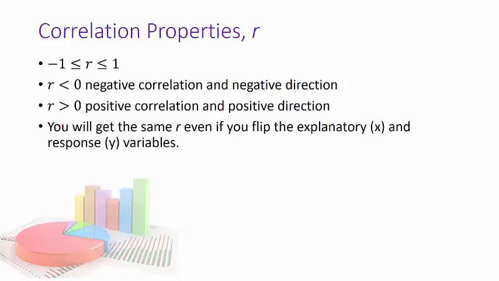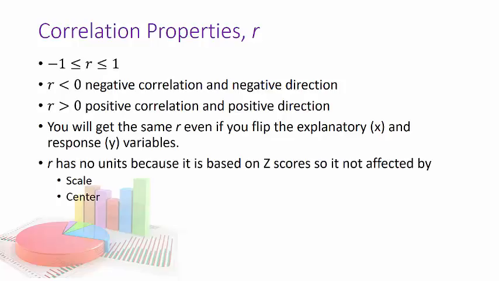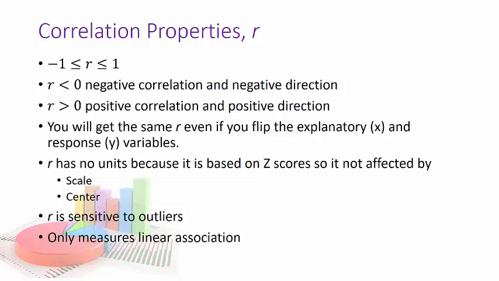The cool thing is you'll get the same R value even if you flip the explanatory, which is the X, and the response, which is the Y variables. And since we measure correlation in Z-scores, remember, it's not going to be affected by scale or center. One thing I'm going to show you in just a sec is that the correlation is sensitive to outliers. And I'll show you how that works. And remember also that it only measures linear association. We don't do this for exponential growth, quadratic, whatever, logarithmic, none of that.